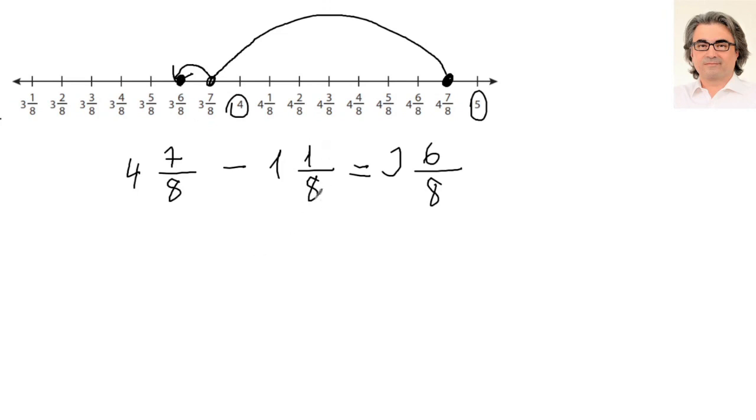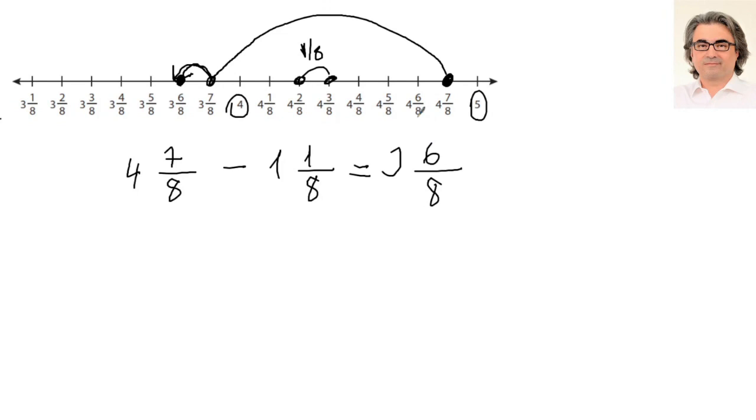And after that, 1 over 8 unit I should go. It means from here, go to the left only 1 unit. Between two consecutive points, the difference is 1 over 8. How may we understand this? By looking at the denominators of fractions on the number line given.